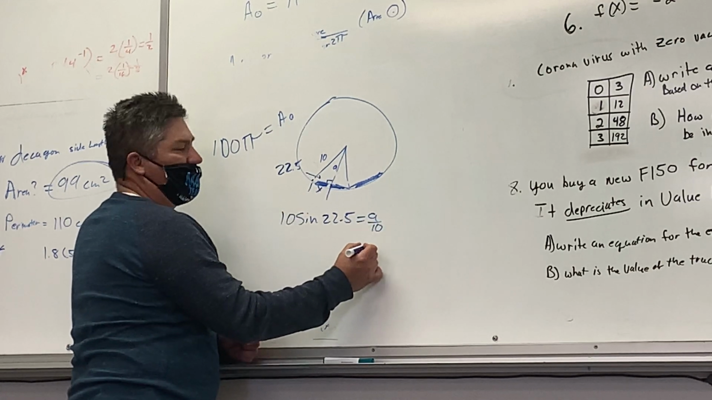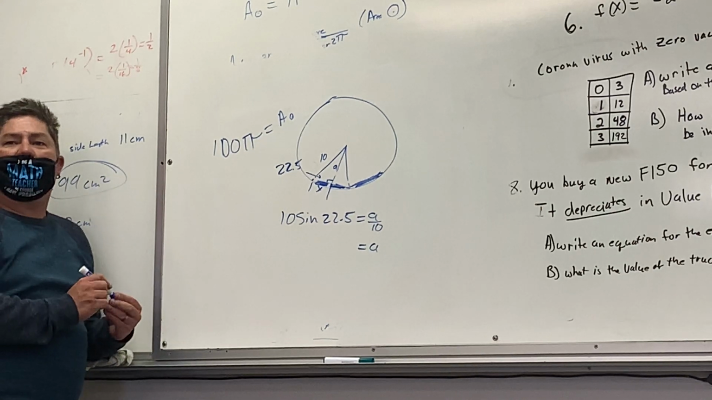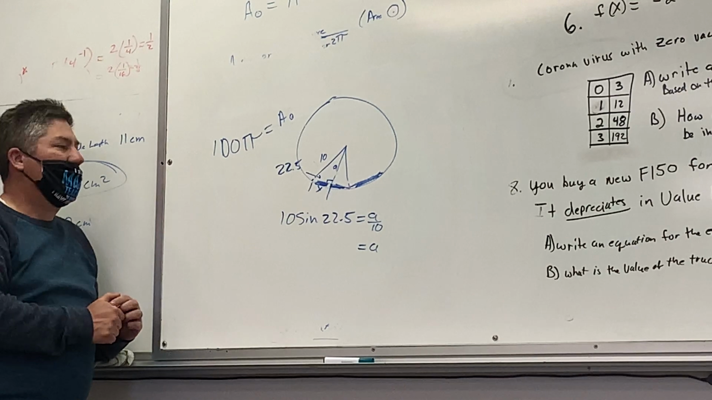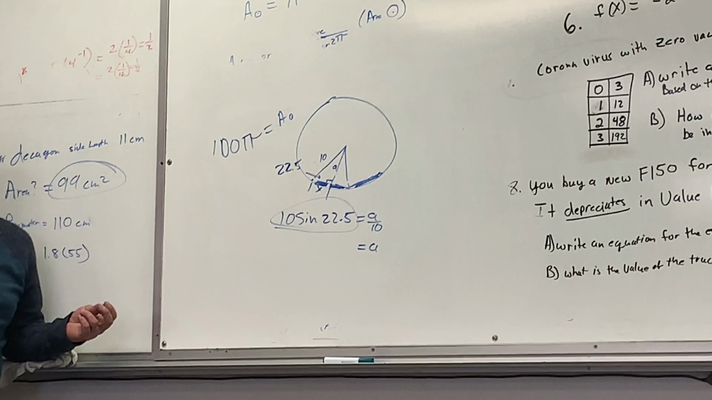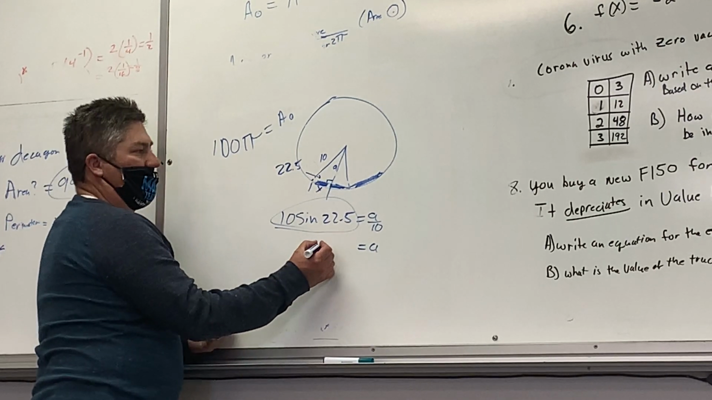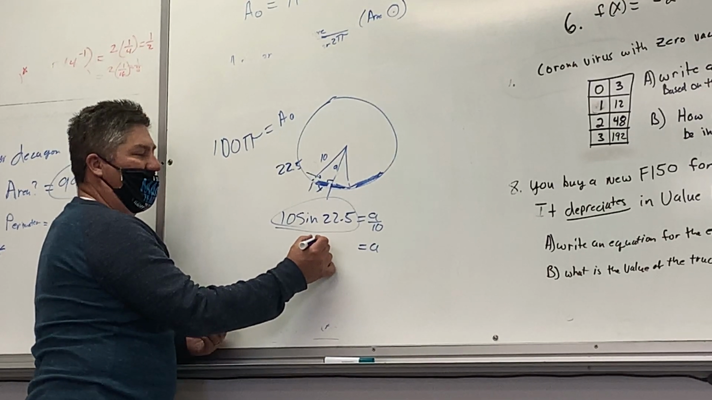10 sine of 22.5 equals A. What did you get? Sam? What'd you get? I know, you need to pay attention. 10 sine of 22.5. Punch it into your calculator, quick. What'd you get? Make sure your calculator's in degrees, by the way. 3 point what?